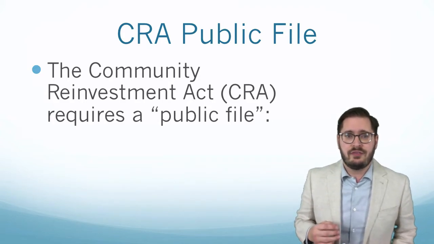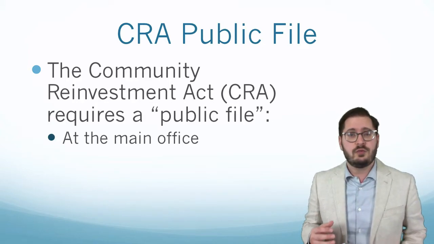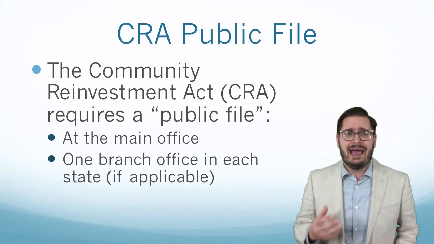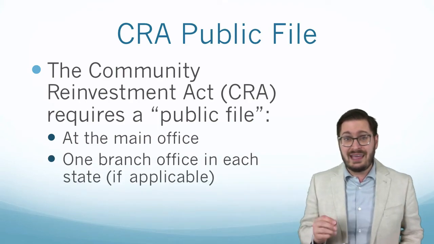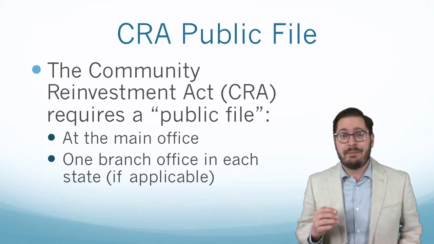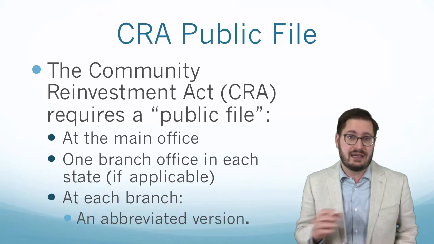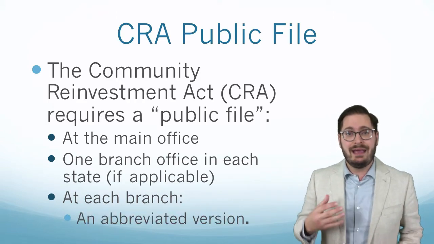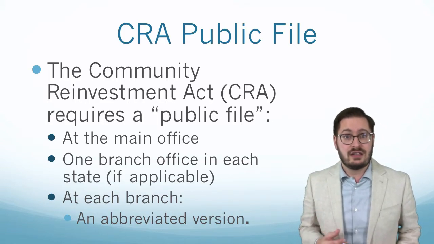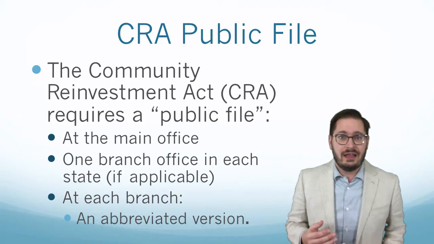So in the public file, you have to have a public file, first of all, at the main office. This is where your main public file is. And you also have to have a main public file at one branch in each state if you're in multiple states. Now, you also have to have a public file at each branch, but you can have an abbreviated version at each branch. So basically, you have a main file in the main office and in one branch in each state, as well as an abbreviated file in each branch. So that's where it's located.